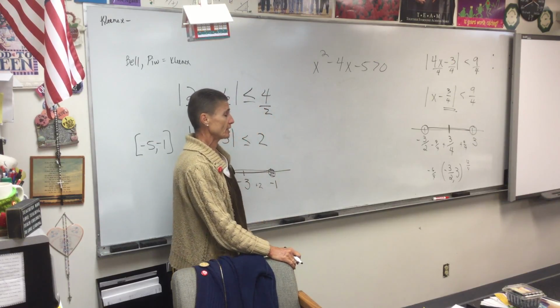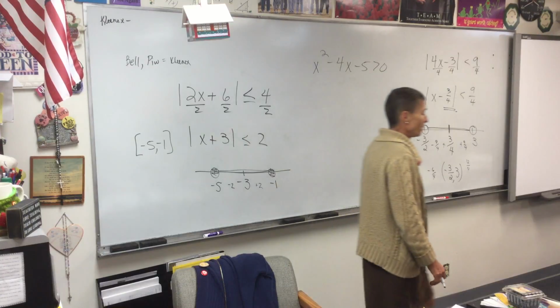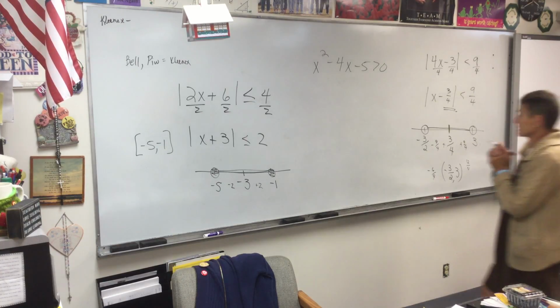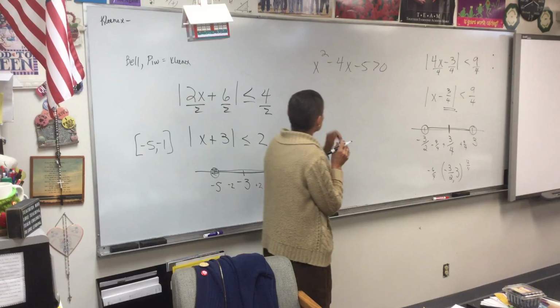This is a different looking problem. This problem looks different. There's no absolute value. There's a square. Boys and girls, this is a different kind of problem, so we approach it a different way. Now, the good news is we're still going to use a number line, but the bad news is we have to do some stuff before we get to that point.